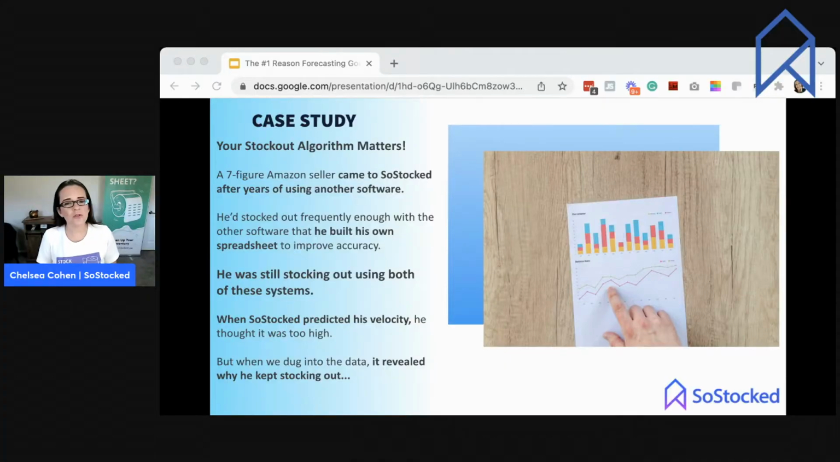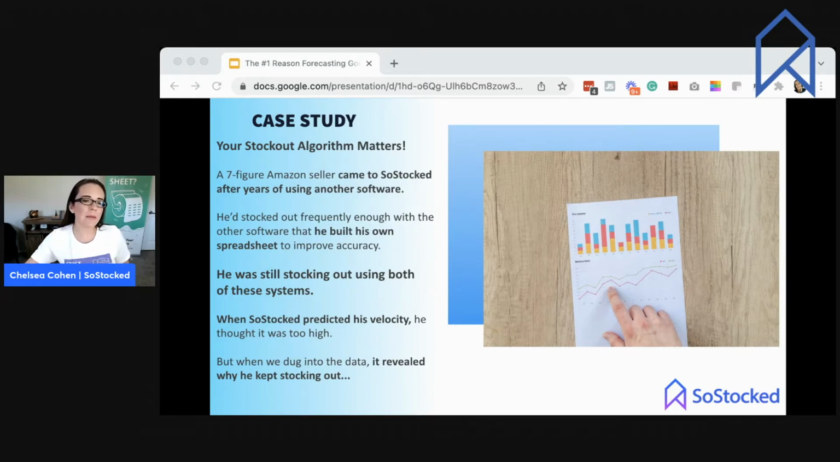All right, so I'm going to first and foremost jump into a bit of a case study. This case study will help to illustrate the point that we're making, and then we're going to go over exactly what happened and why the results were what they were. So first and foremost, I was working with a 7-figure seller in the wholesale Amazon space.